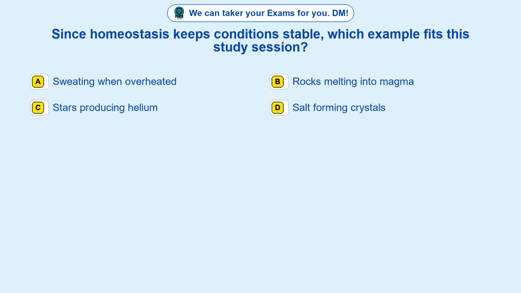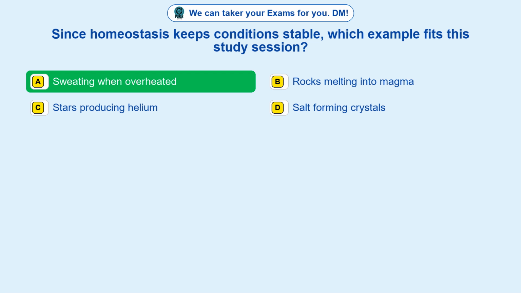Question 20. Since homeostasis keeps conditions stable, which example fits the study session? Option A. Sweating when overheated. Option B. Rocks melting into magma. Option C. Stars producing helium. Option D. Salt forming crystals. The correct answer is option A.